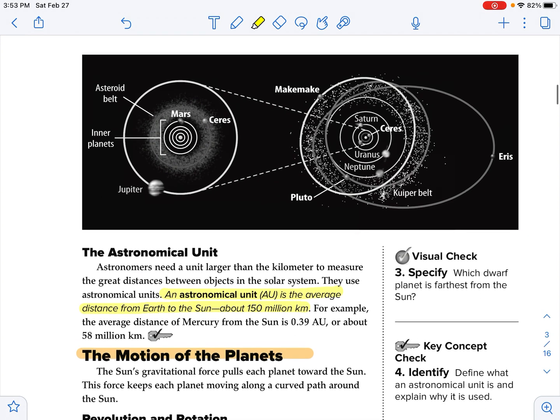It would just get way too large of numbers. So they decided, from the sun to Earth, let's call that 1. That's going to be 1 AU. Planets that are prior to Earth are going to have an AU less than 1, like Mercury. It's prior to the Earth. And so you're going to have other AUs that are much larger because they are much farther away. And we'll talk about that when we get into that section in our book.